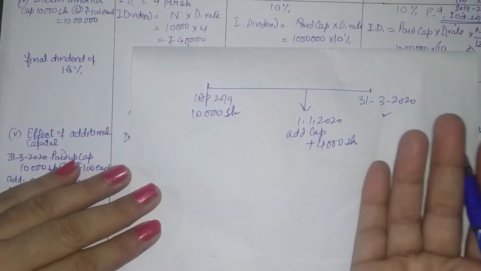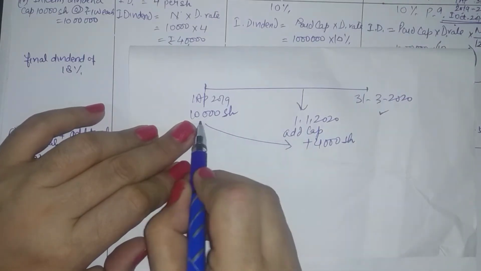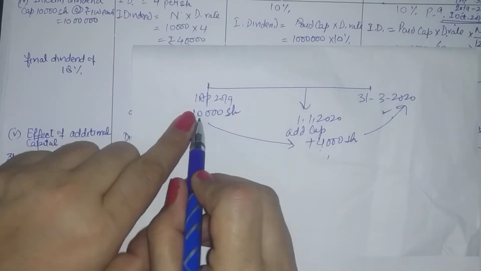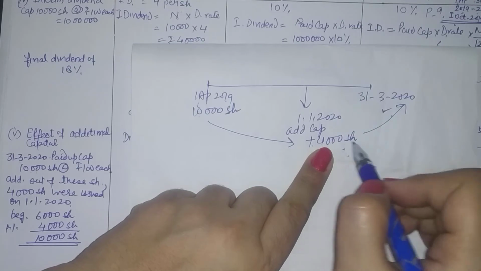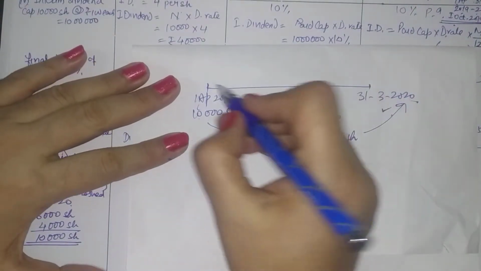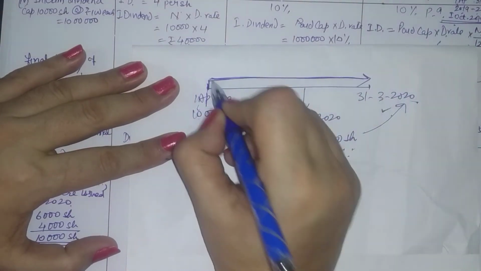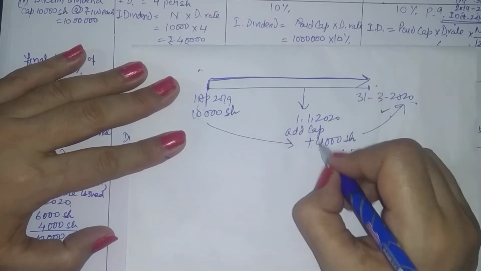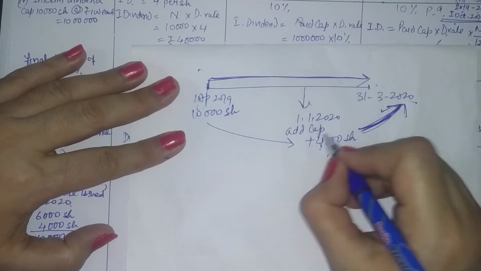And then I can read the timeline. I can say 10,000 shares in the beginning of the year. I add 4,000, so 14,000 shares for the last 3 months. So on 10,000 shares, dividend for 9 months. On 14,000 shares, you add dividend for the next 3 months. Or if you read the timeline in another manner, 10,000 shares throughout the year were there. So on 10,000 shares, 10% dividend for the full year. These shares were added on this date. So on 4,000 shares, 10% dividend for 3 months.